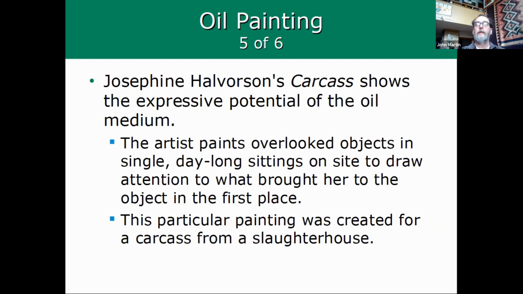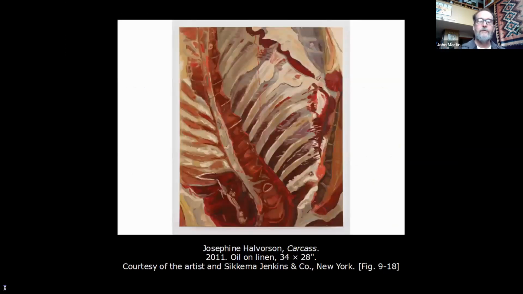This particular painting was created for a carcass from a slaughterhouse. She is out strolling around looking for inspiration for something that she can paint. And she takes notice of a slaughterhouse and thinks that, oh, there might be something going on in there that I might find interesting to paint. So as she's taking this tour through the slaughterhouse, a worker takes a side of beef and slams it down on the table, and blood squirts out onto her.